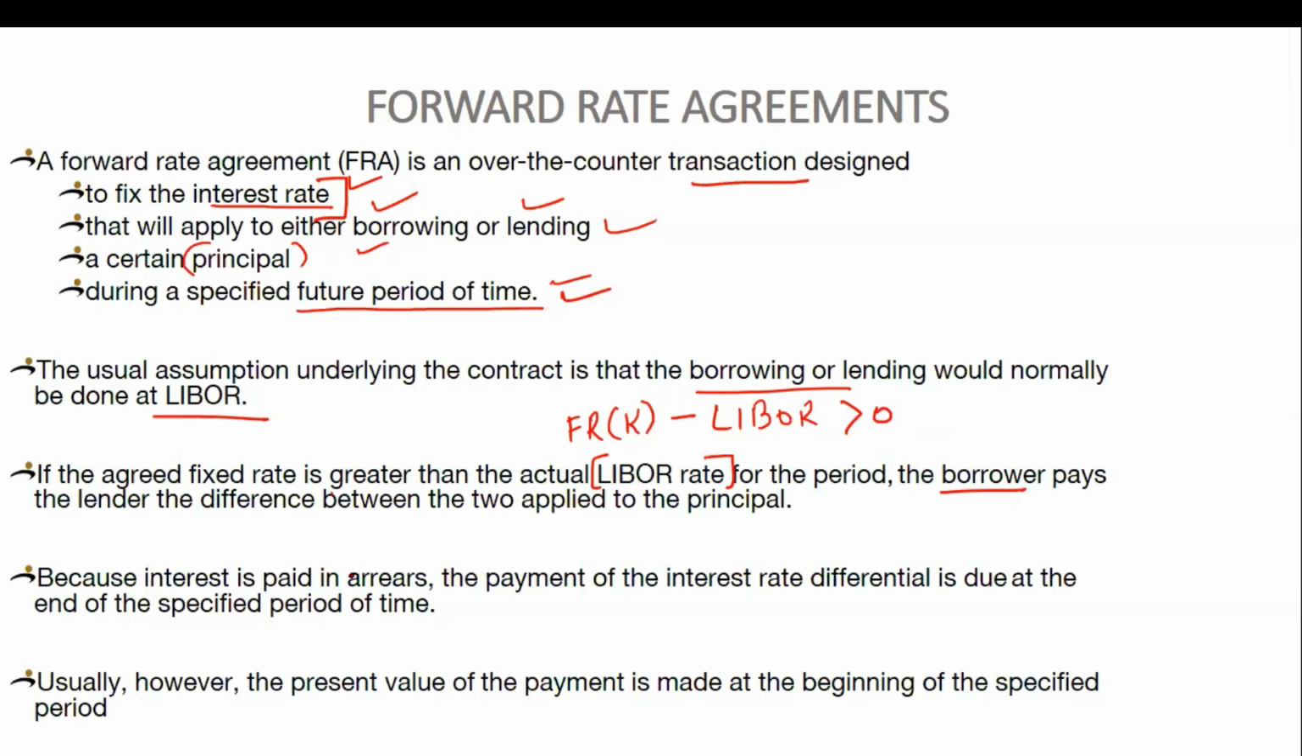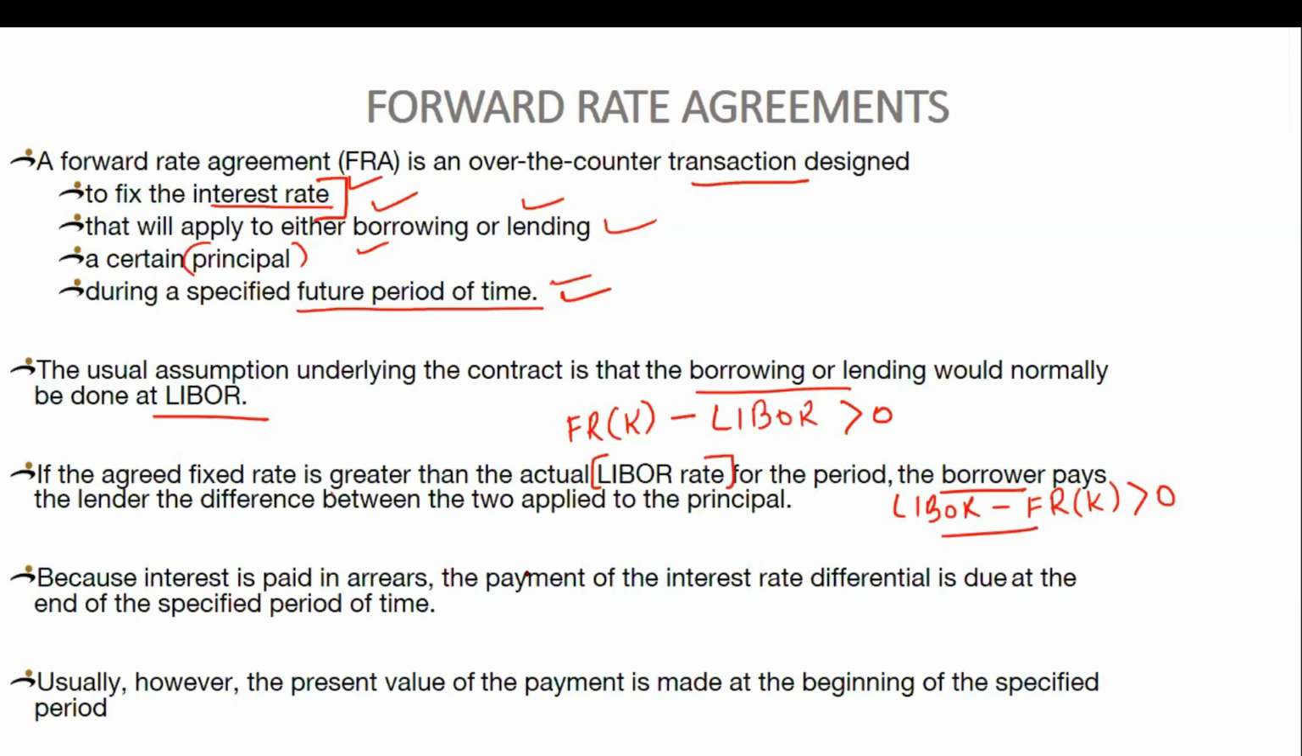Okay, let me put another scenario as well. If LIBOR is more than your fixed rate, then the lender will pay the borrower the difference between the two. So LIBOR minus your fixed rate as per your contract. If this is more than zero, then the lender will pay the borrower this difference.